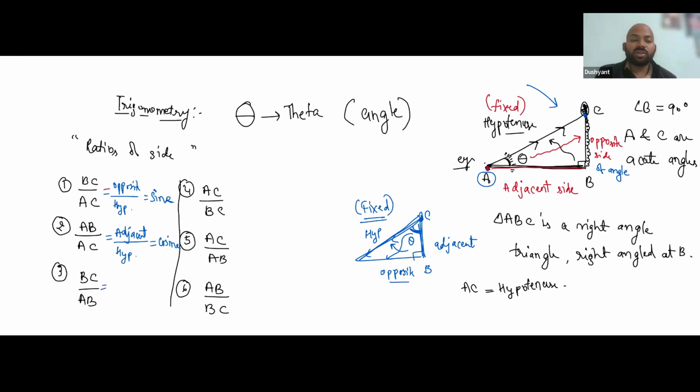Now BC. So BC is the opposite side over AB. AB is my adjacent side. So opposite over adjacent. This is my triangle. So this is my opposite side, correct? And this is my adjacent side. So opposite over adjacent, that is known as the tangent.